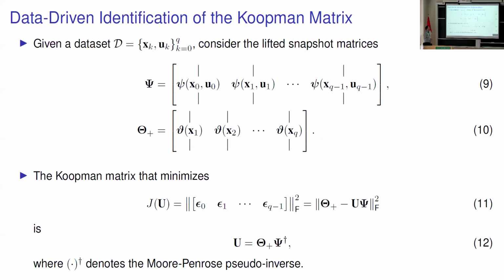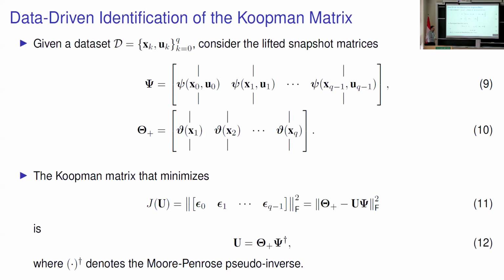Good stuff. In a little more detail, how can you find the Koopman operator from data? We can take a bunch of data. So we have this data set, and we can form these snapshot matrices here. Here are the snapshot matrices psi, and we have the shifted snapshot matrices given by theta plus. Then we want to find the Koopman matrix, this U, that minimizes the residuals. So this is basically a least squares problem, and we can solve for the Koopman operator that minimizes those residuals.